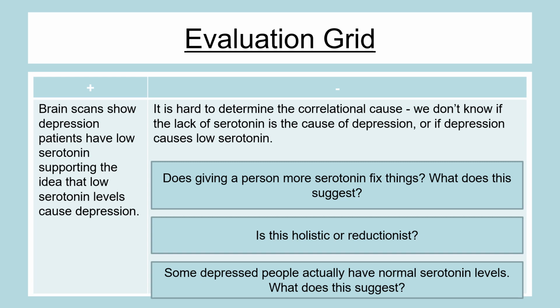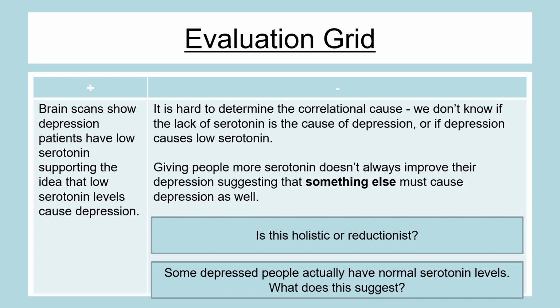Next negative on the evaluation is, if you've got a serotonin problem, surely if I just give you more serotonin, it should fix everything. But it doesn't always work. We'll look at antidepressants in a moment, and we'll see that they have a large success rate, about 60%, I believe, but it's not 100%, so it doesn't work for everyone. So for a lot of people, something else must be causing the depression as well.